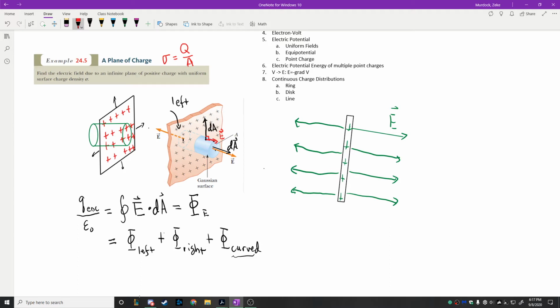So those field lines wouldn't actually pierce through the surface. The dot product will be 0, that's right, as two of you were saying. So the flux through the curved surface is 0. That's right. There you go.